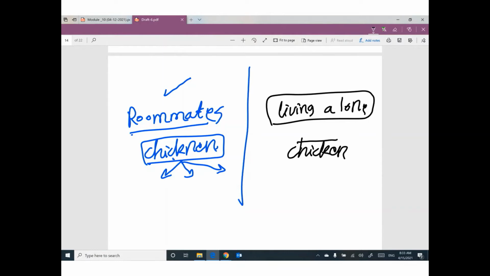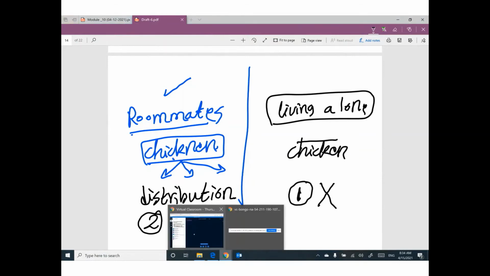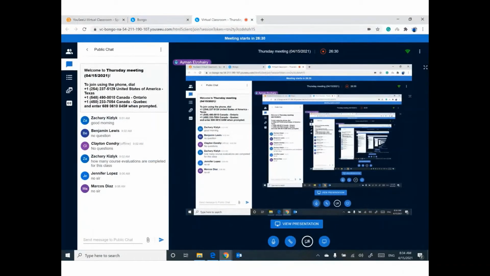That makes sense? So if you would like to make distribution, we need at least 2 or more. But if you are 1, we don't need distribution because it doesn't make sense. If you are 1, you don't need to distribute anything. Does that make sense? Guys, does that make sense? So if you would like to make distribution, we need at least 2. But if you are 1, we don't need any distribution.